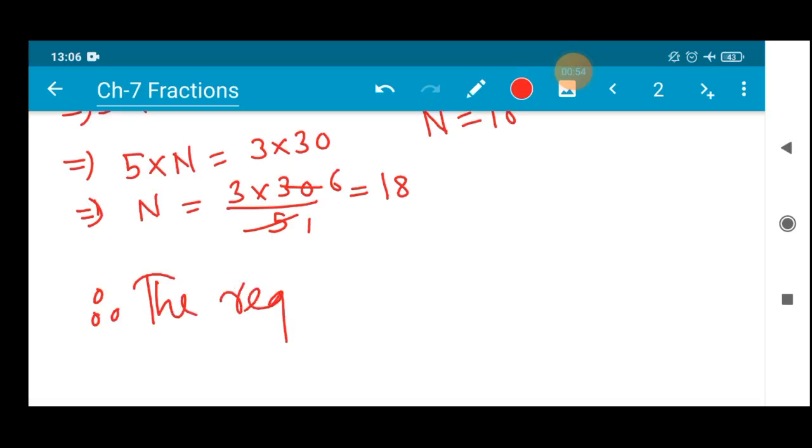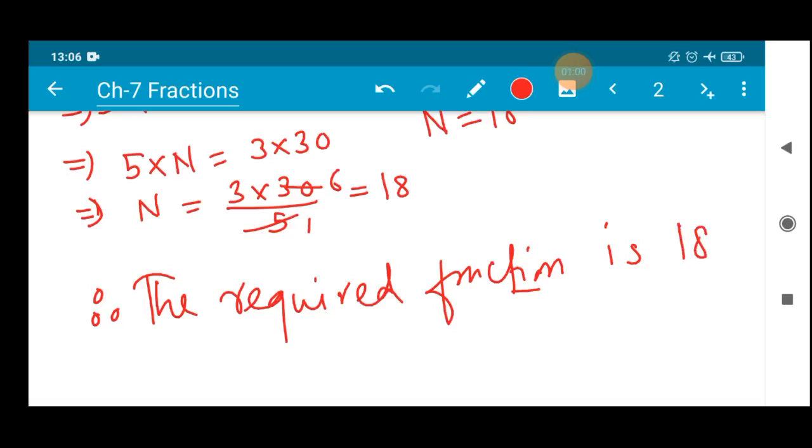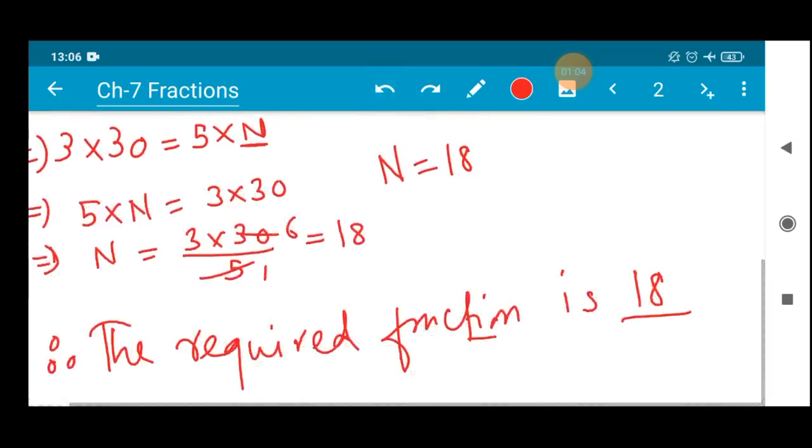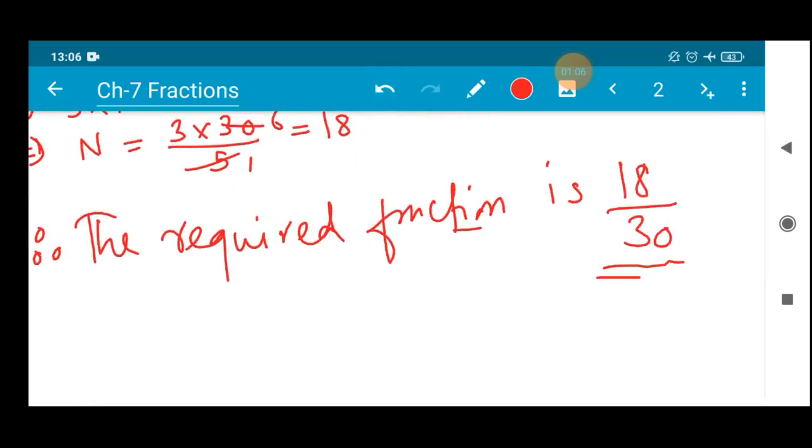So the required fraction is 18, as our denominator was already given to us, that is 30. So the value is 18 divided by 30. Simple as that. Okay, very easy.